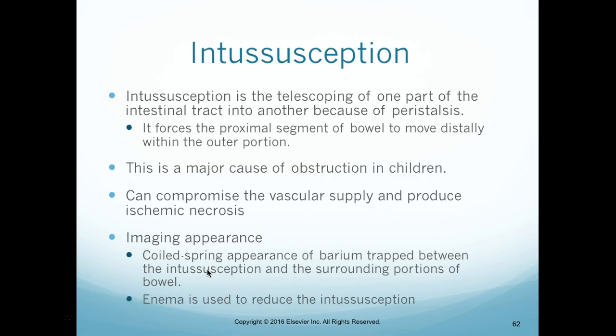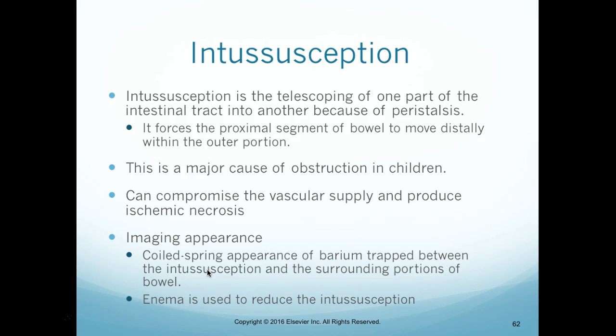Intussusception. Intussusception is the telescoping of one part of the intestinal tract into another because of peristalsis. So the bowel is always moving, and if there's adhesions or something and it catches, it's going to bring one part of the bowel inside of the other. So it forces the proximal segment of the bowel to move distally within the outer portion. This is a major cause of obstruction in children. It can compromise the vascular supply and produce ischemic necrosis.